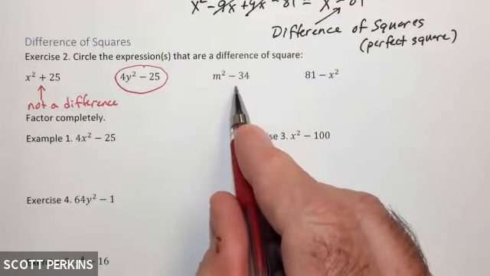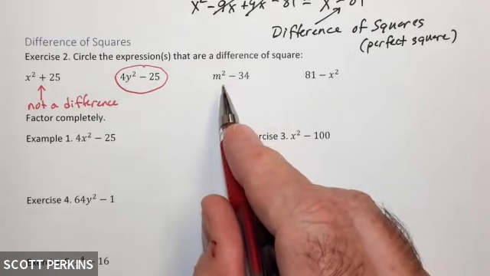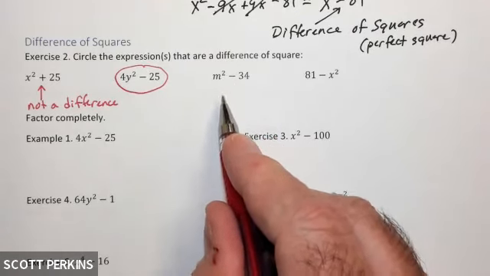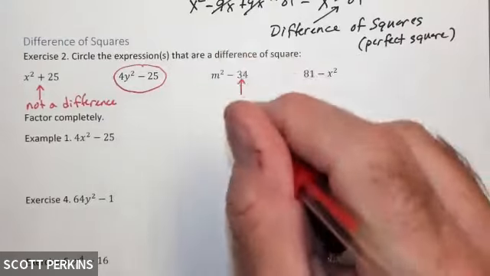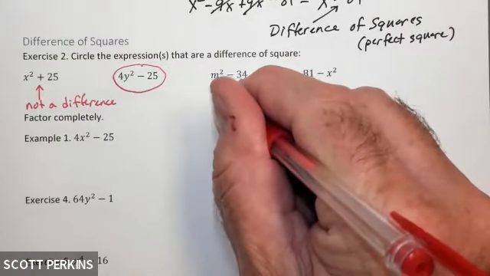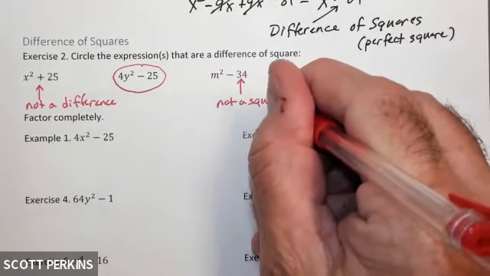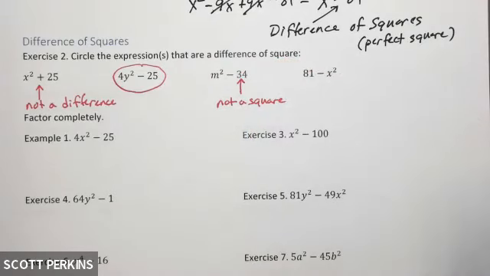How about the third one? Is that a difference of squares? Why is it not a difference of squares? Well said, with lots of confidence. I love that. So not a square. So since it's not a square, we can't factor that. There's nothing we can do with that expression.